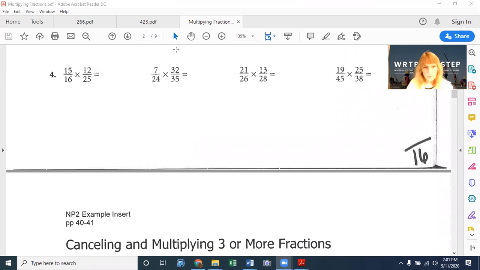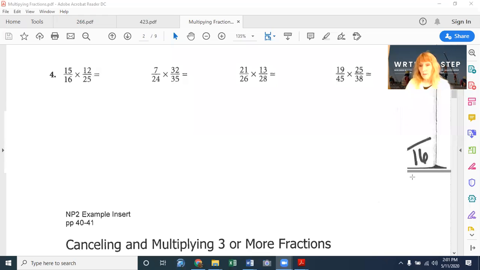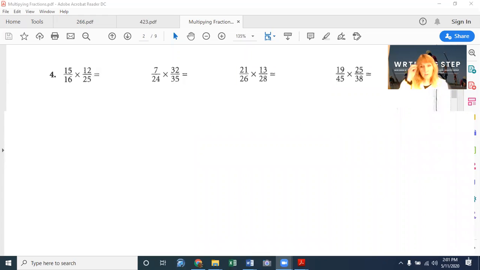So let's put a blank space for us down here at the bottom. Okay, so now if I'm looking at this first problem here, I've got 15/16ths times 12/25ths, correct? Well, I know that I can divide 15 and 25, both can be divided by 5, right? So 15 divided by 5 is 3, and 25 divided by 5 is 5, right?